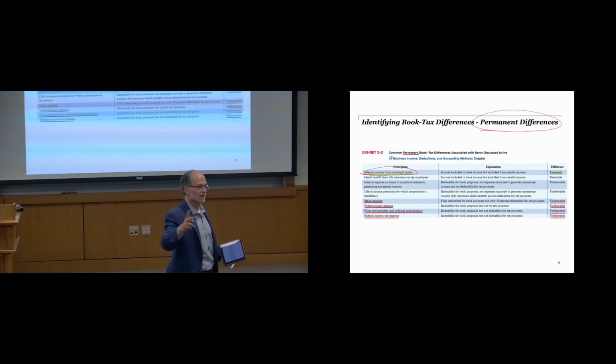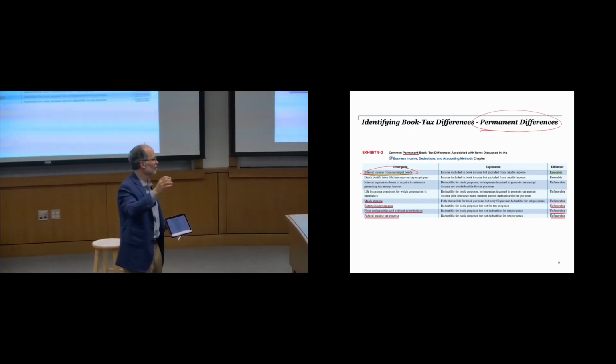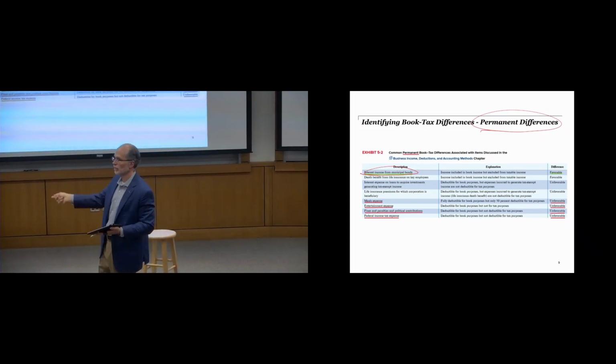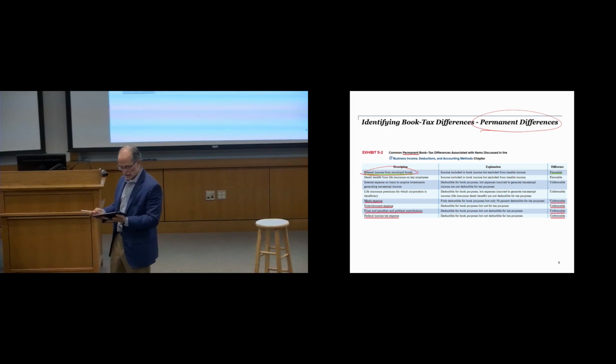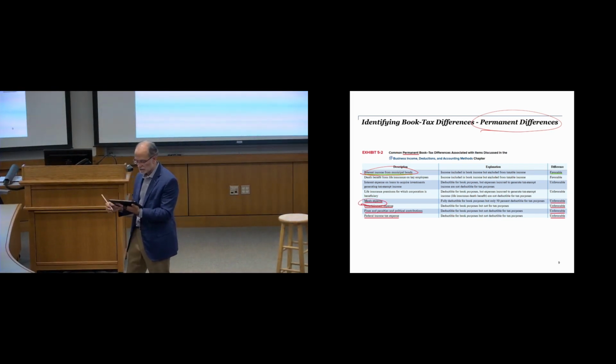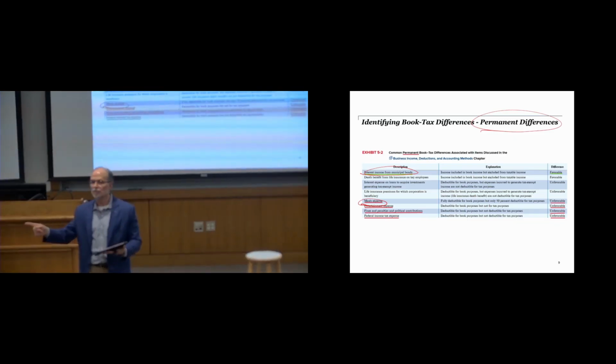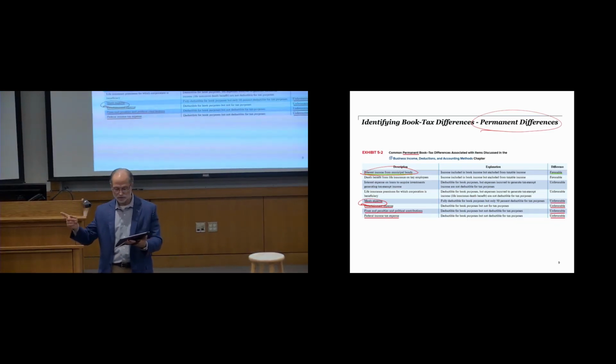Okay, so this is the way you have to approach each item. Ask those questions. Is it permanent or temporary? Is it favorable or unfavorable? Okay. A couple others. Meals expenses. The rule for meals expenses is it's fully deductible for book purposes, but the tax rule is only 50% deductible.